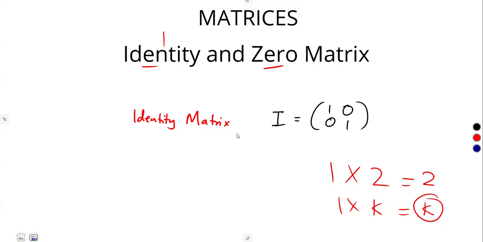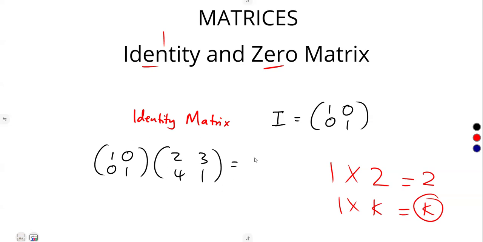So what I'm simply saying is that 1, 0, 0, 1 is an identity matrix. Let's say it is multiplying 2, 3, 4, 1. Here we are talking about an identity matrix, which is a 2 by 2, multiplying also a 2 by 2. So you know the multiplication concept as before, row by column. 1 times 2, that's 2 plus 0 times 4, which is a 0.